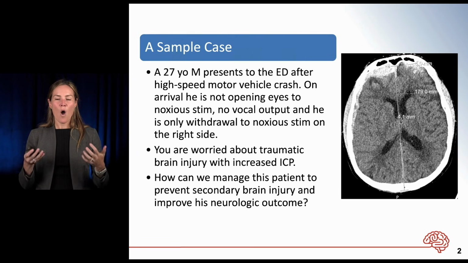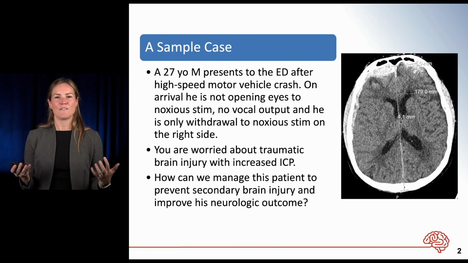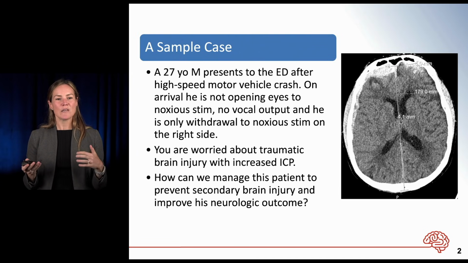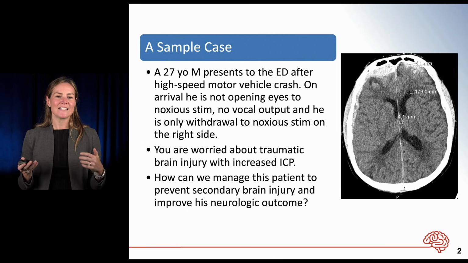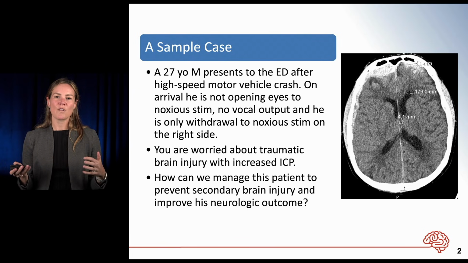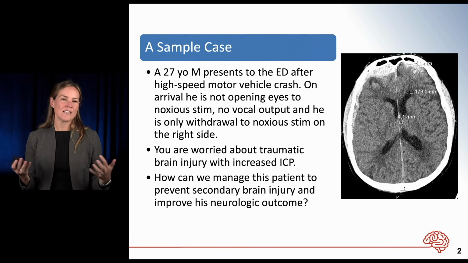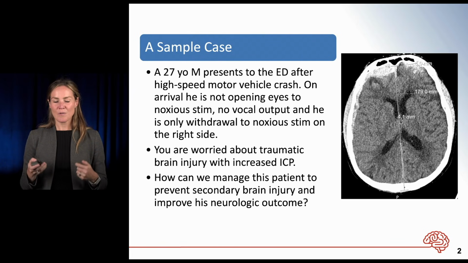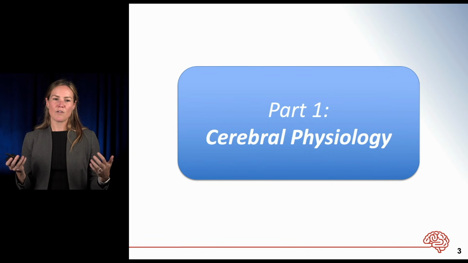I think that all of you here are taking part in this course because you want to know, how can we manage this patient to prevent secondary brain injuries and improve his neurologic outcome? And that is the goal of what we are going to do today as we work through the fundamentals in neurocritical care. And we really can't do that without first understanding a little bit about cerebral physiology.